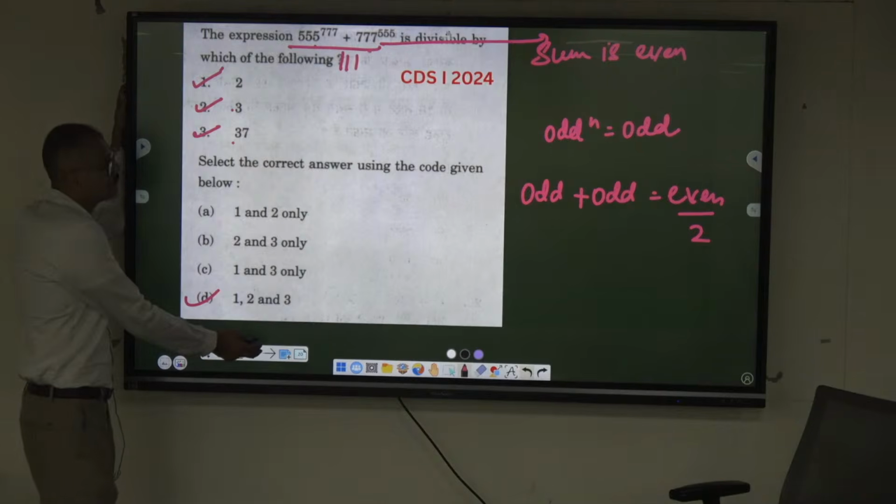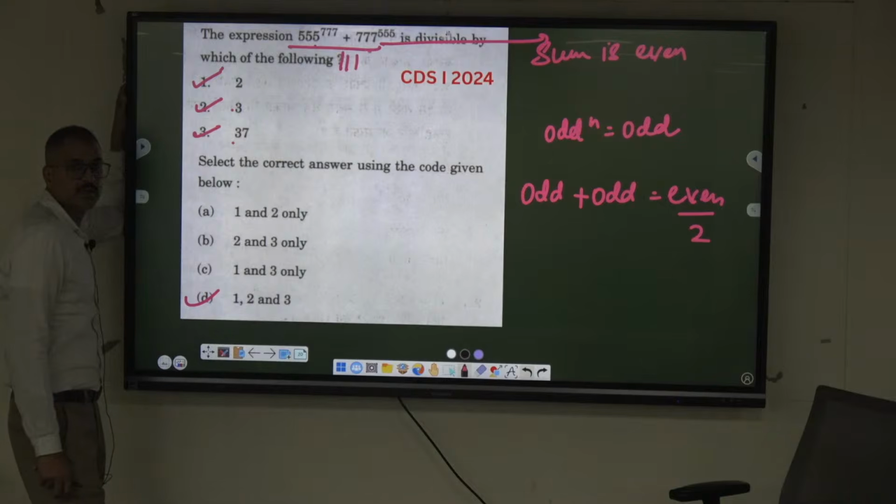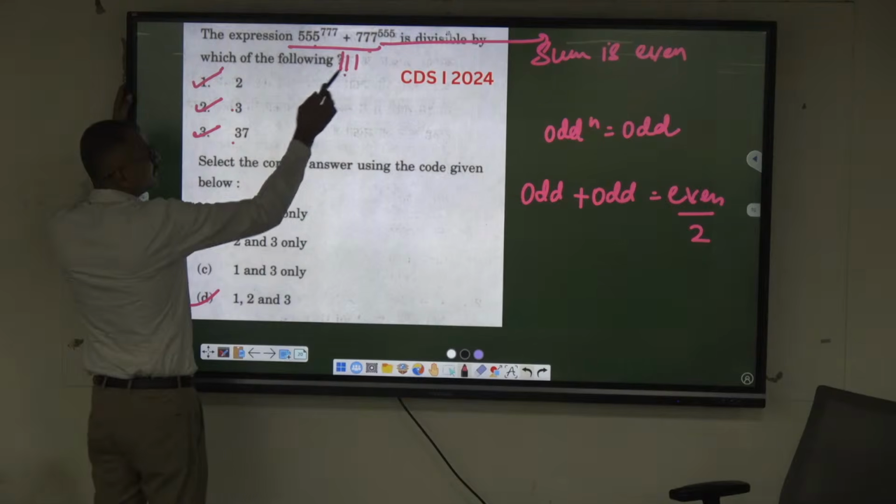Shall we move this? Not possible. Is this divisible by 111?